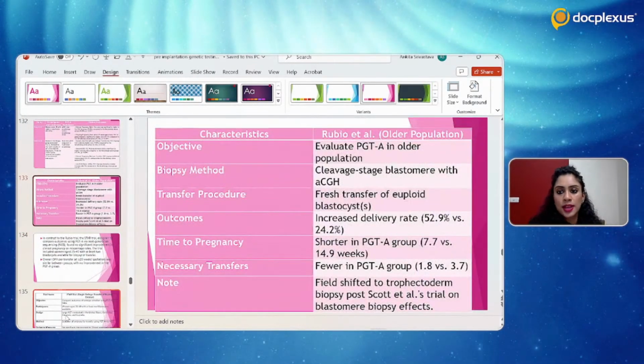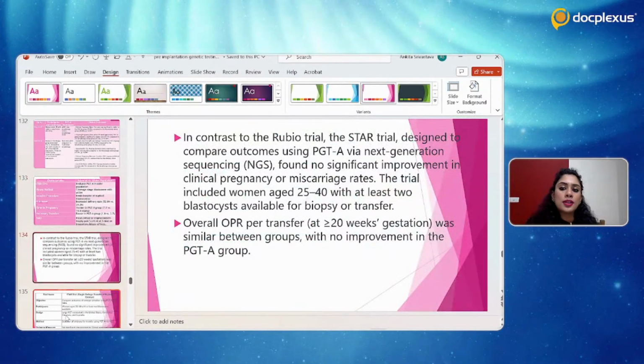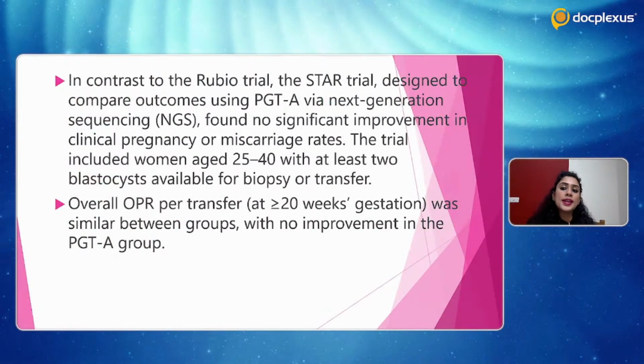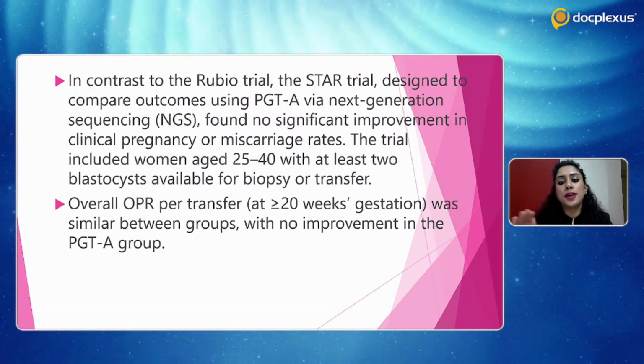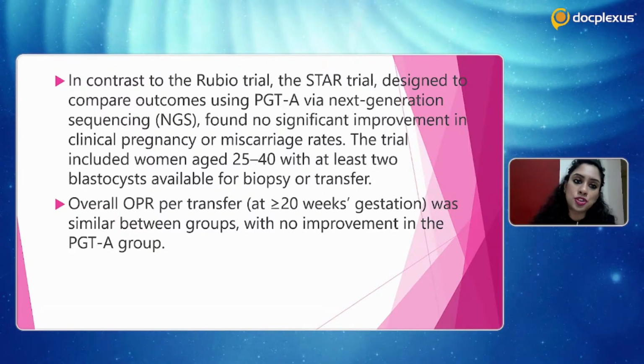The Rubio trial was done on an older population on the cleavage stage blastomere. But when you go on to the STAR trial, in contrast to the Rubio trial, the STAR trial, designed to compare outcomes using PGTA via next generation sequencing, found no significant improvement in the clinical pregnancy or miscarriage rate. The trial included women between 25 and 40 with at least 2 blastocysts available for biopsy or transfer. And the overall ongoing pregnancy rate per transfer at more than 20 weeks gestation was similar between groups, with no improvement in the PGTA group, according to the STAR trial.